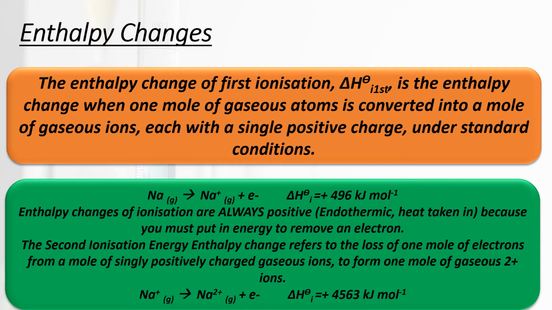The next is the enthalpy change of first ionization, delta Hi. This is the enthalpy change when 1 mole of gaseous atoms are converted into a mole of gaseous ions, each with a single positive charge under standard conditions. There's quite a lot to take in here. The key thing is that it's 1 mole of gaseous atoms, and when we convert those gaseous atoms into 1 mole of gaseous ions, each with a positive charge.